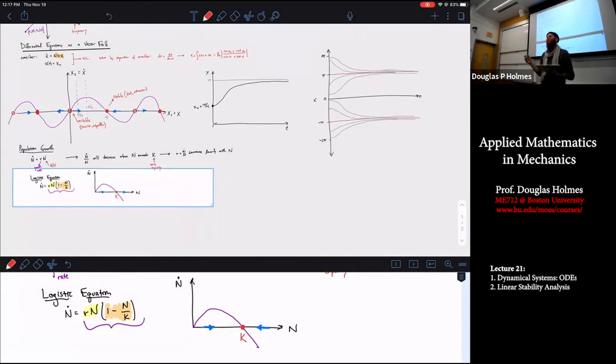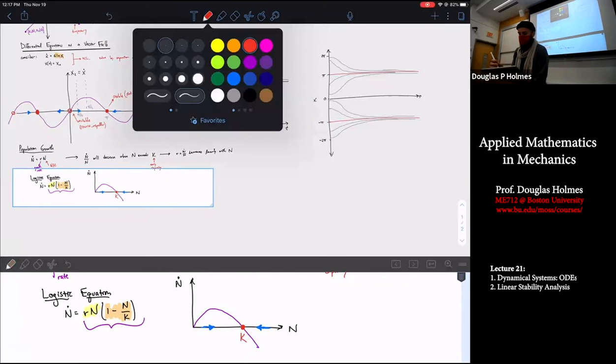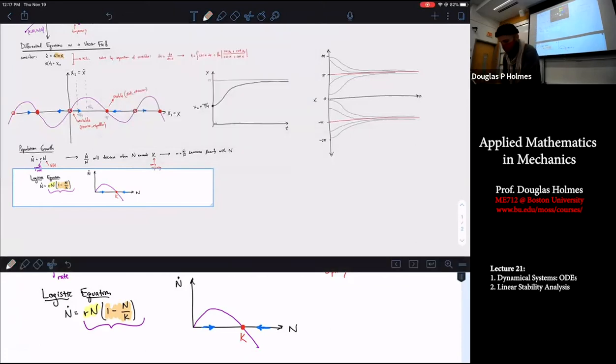Conceptually, what this means is that if you have a couple of organisms lying around, they're going to grow exponentially up until you get to some point that turns out to be exactly K over 2, at which point the growth rate is going to start to decline. You're still going to be growing in population, but you're going to grow slower and slower and slower until you asymptotically approach the carrying capacity K.